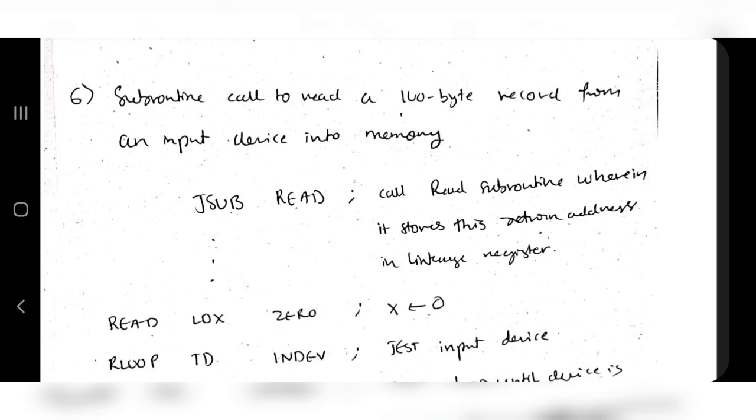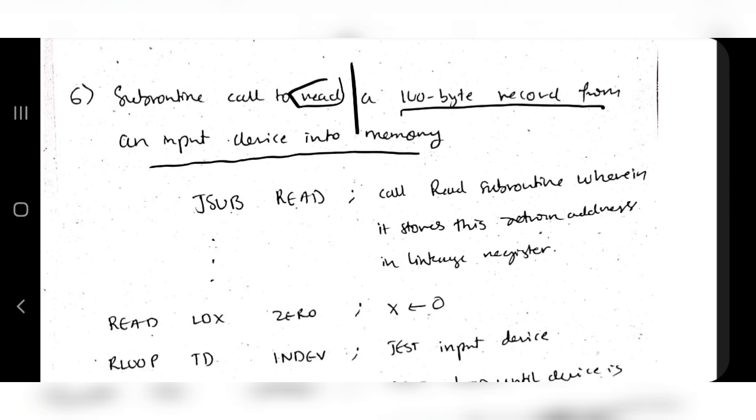Subroutine to read a 100 byte record from an input device into the memory. Read a 100 byte record. So let's break this down. Read a what? A 100 byte record. Okay, 100 byte record from where? From an input device, to where? Into the memory. 4 parts are here.